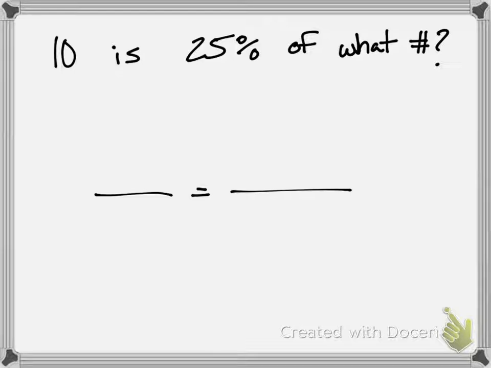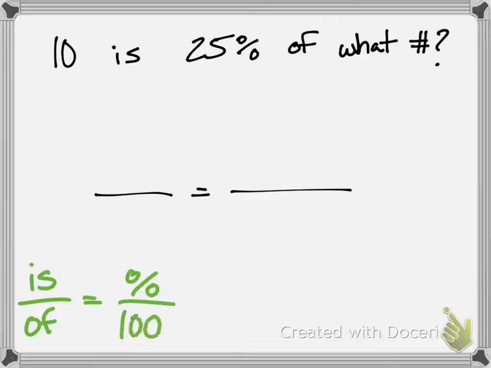So, I've got this question right here. I want to identify. My formula is is over of equals percent over 100. What part of my formula never changes? It is the same no matter what question is being asked, Dolan. What is it? The 100 at the bottom.